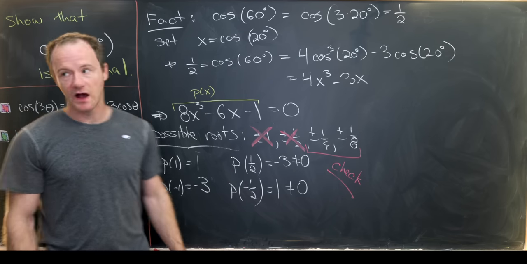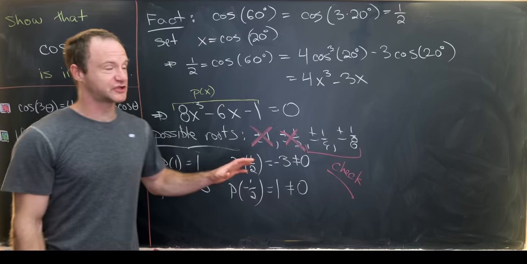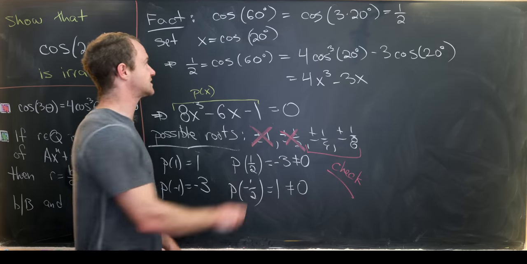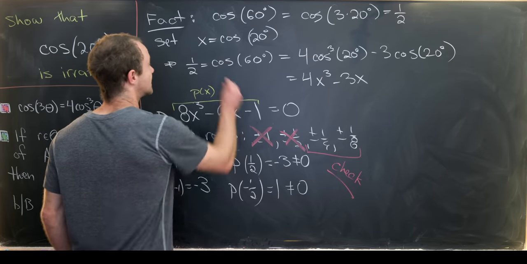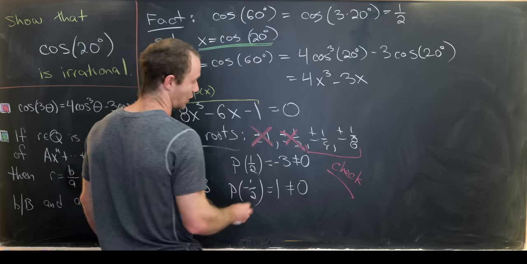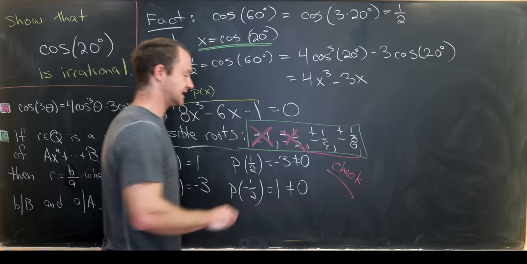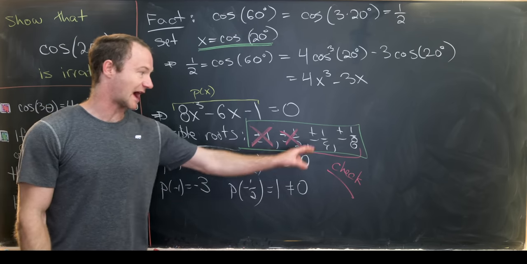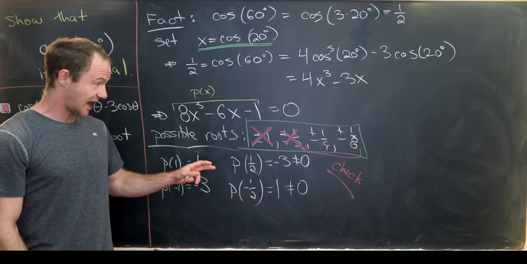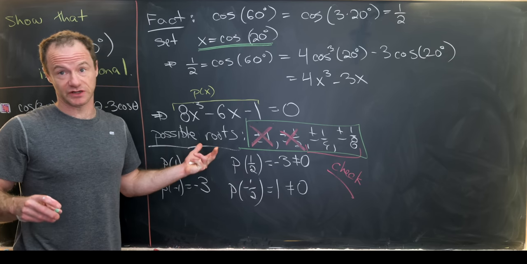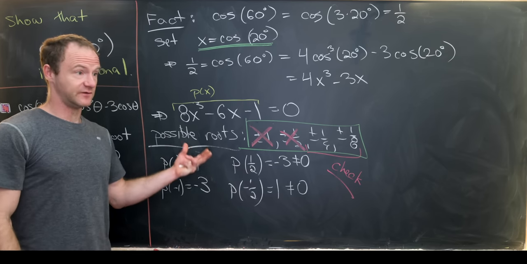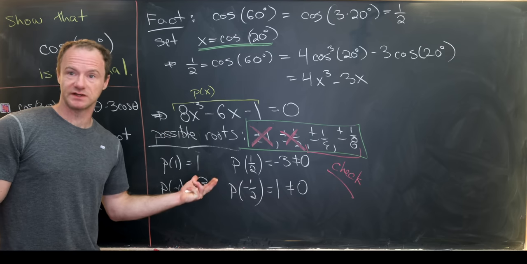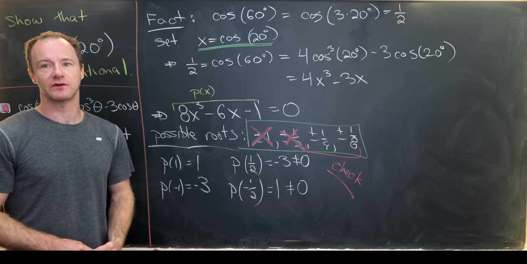So what have we done? Well, via these tools over here, we've shown that the only possible rational values of the cosine of 20 degrees come from this list. And then a combination of what we've done on the board and what I've asked you to check checks that none of those actually work. And thus, if none of the possibilities work, then this must be an irrational number.